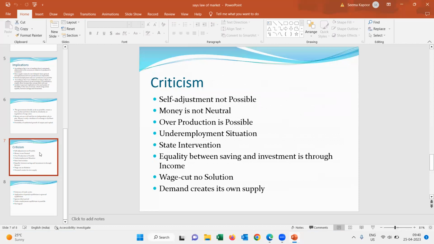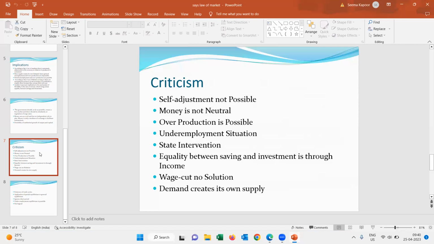So first of all, Keynes criticized Say's law, saying that self-adjustment is not possible. That means the free market mechanism does not exist. The automatic forces of demand and supply are unable to correct the disequilibrium in the economy. That means government has to play an important role as an economic agent.